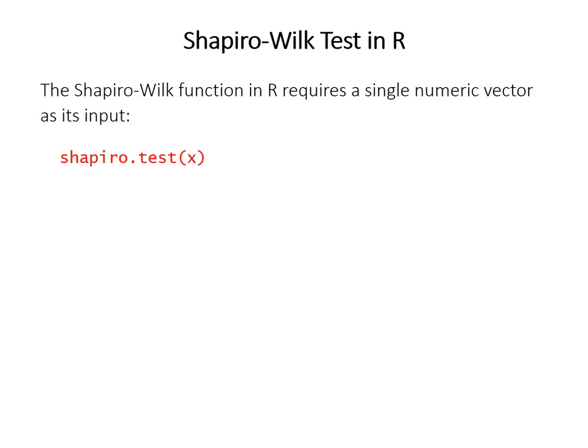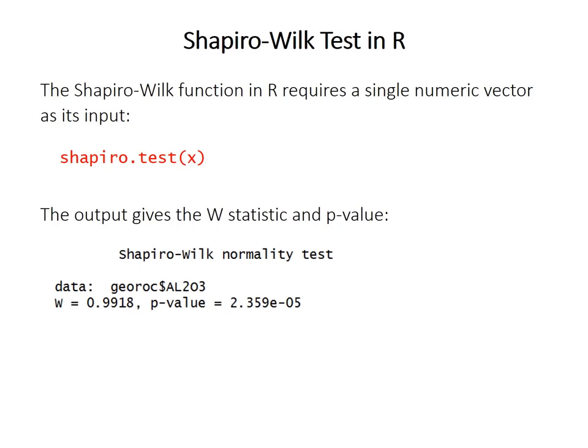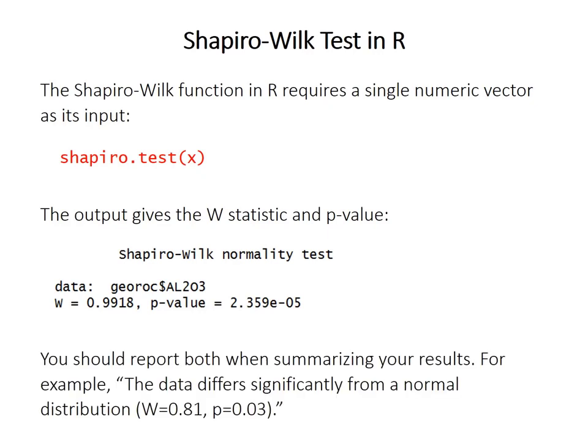The Shapiro-Wilk test function in R, shapiro.test, is about as simple as R functions get. You just provide it a single numeric vector as the one argument, called x here. The output is also pretty minimal. It just gives you the test name, the W statistic, and the p-value. And you should report both of those values when summarizing your results. Get the W statistic, the p-value, and actually, although I didn't do it here, you should list the test that you did, because there are several different tests for normality. So make sure to also mention that you performed a Shapiro-Wilk test.